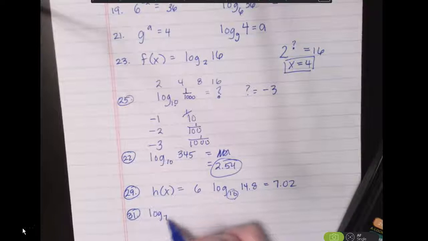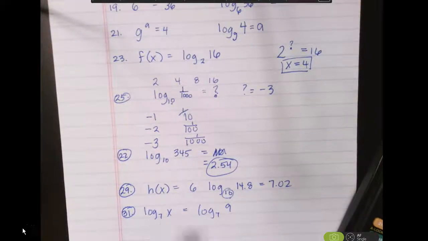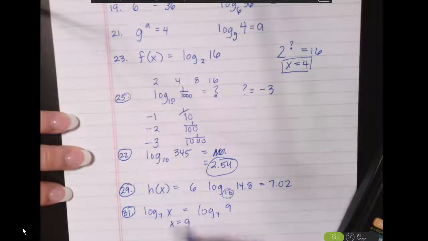In 31, log base 7 of x equals log base 7 of 9. So this is using the properties of logarithms. If I've got two equivalent logs, log base 7 of this equals log base 7 of that, then I can drop the logs.